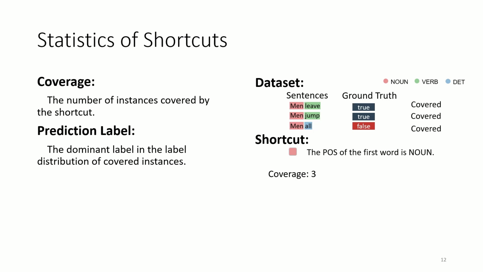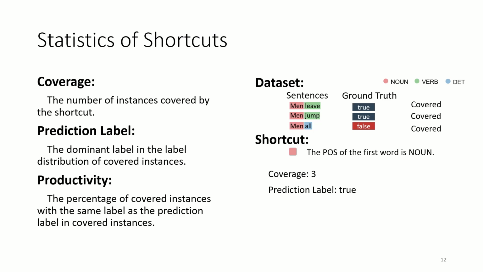The prediction label of the potential shortcut is defined as the dominant label in the label distribution. For this shortcut, it matches 2 true instances and 1 false instance. The dominant label is true, so the prediction label is true. The productivity is calculated as the percentage of covered instances with the same label as the prediction label in covered instances. 2 of 3 have the same label as the prediction label, so the productivity is 0.67.